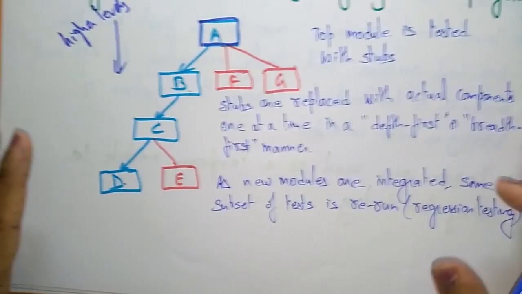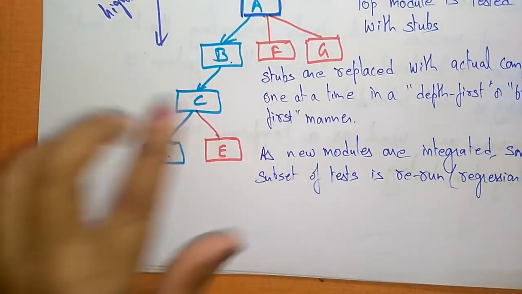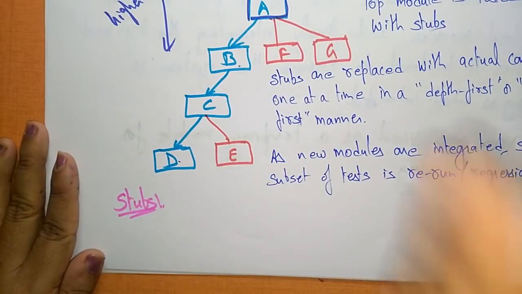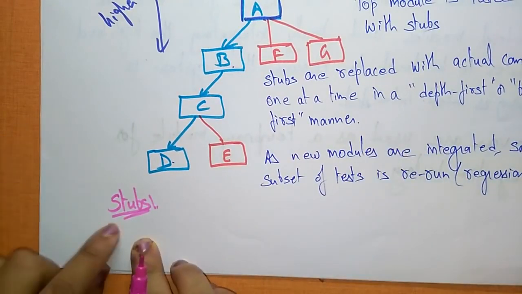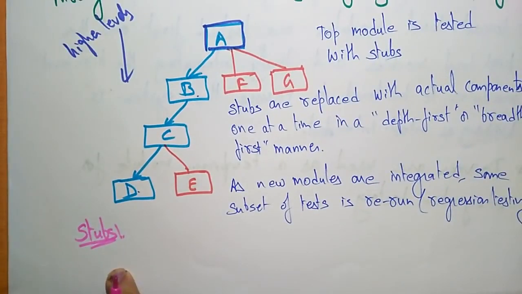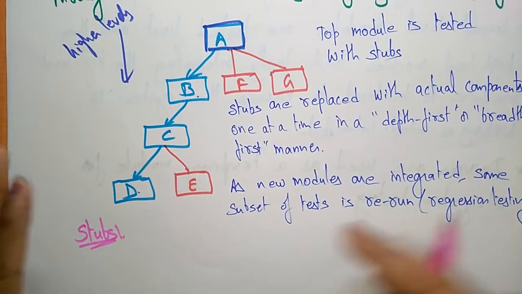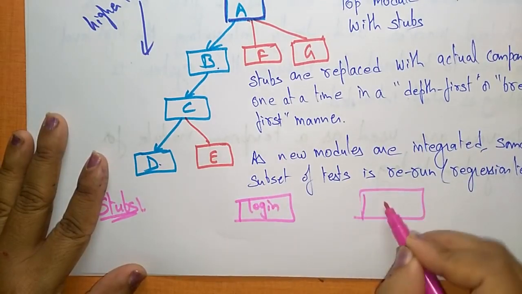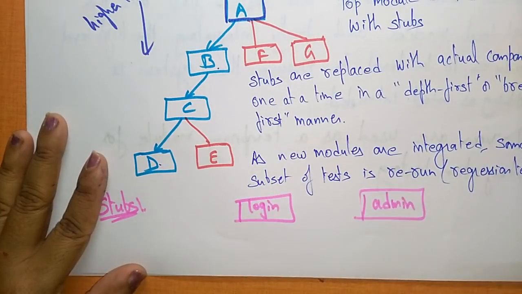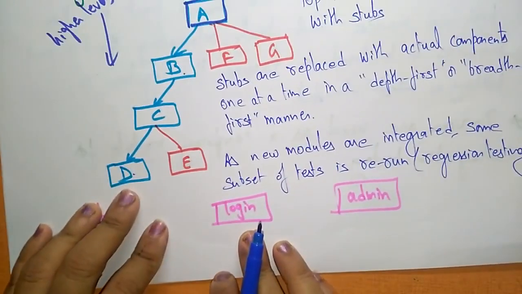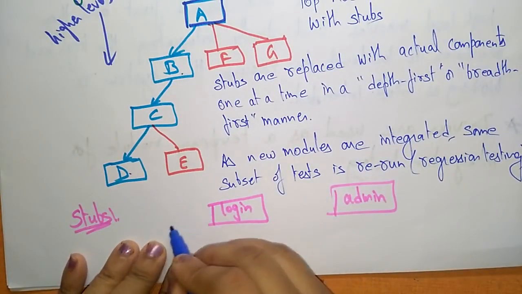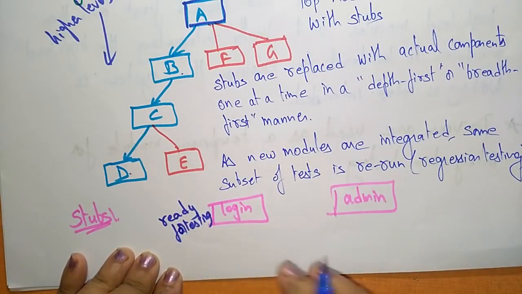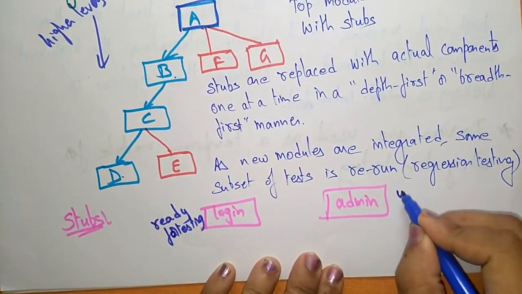Okay, so let me take another example to explain about the stubs here. So I said stubs are used only in the top down approach. In the top down approach we use the concept of stubs. The stub is nothing but a dummy module. Okay, so here a login page is there and here an admin page is there. So the login page is ready for testing, but the admin page is still under development.